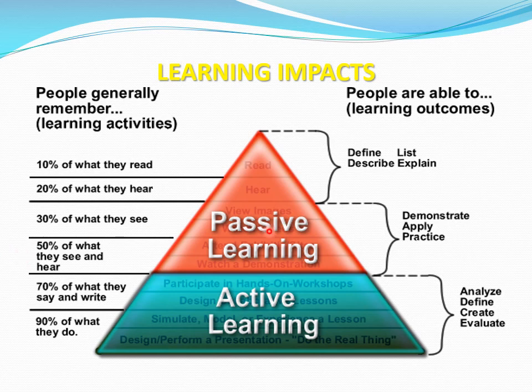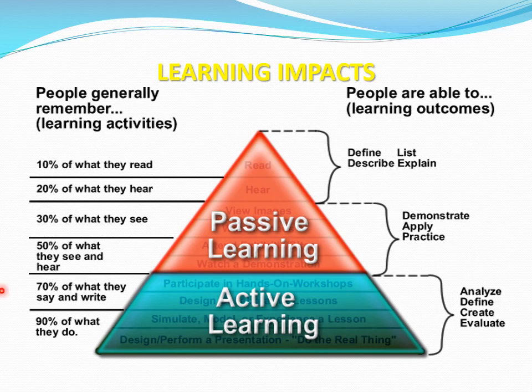And up to this level, learners can define, list, describe, explain, demonstrate, apply, and practice. And this level is basically known as passive learning. But above this level, there is another level which is much more desirable, and this is known as active learning.